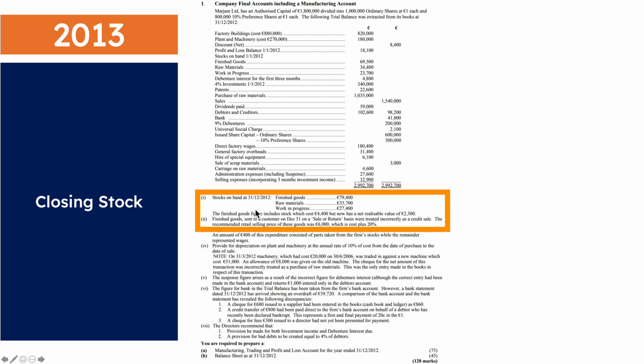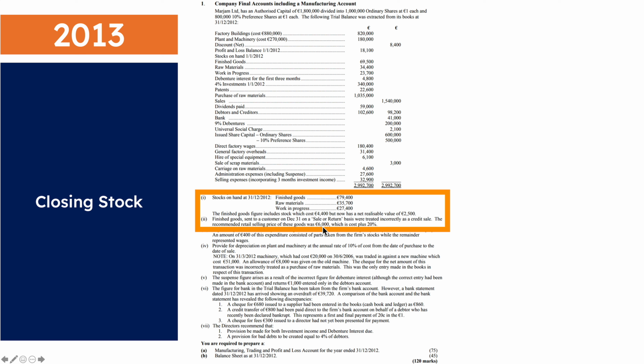Now, 2013 manufacturing account. So stocks in hand 31st the 12th, 2012. So finished goods, raw materials, work in progress. The finished goods figure includes stock which cost 4,400 but now has a net realisable value of 2,500. And number 2, finished goods sent to a customer on December 31st on a sale or return basis were treated incorrectly as a credit sale. The recommended retail selling price of these goods was 6,000 euro, which is cost plus 20%.